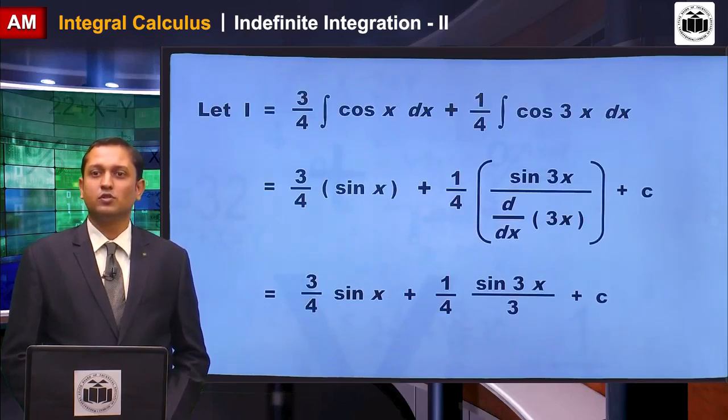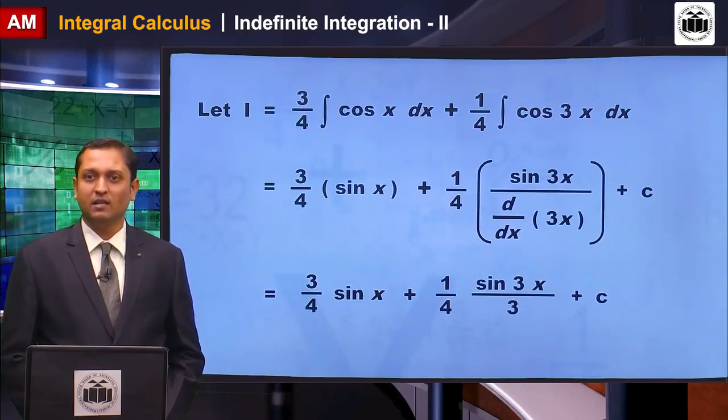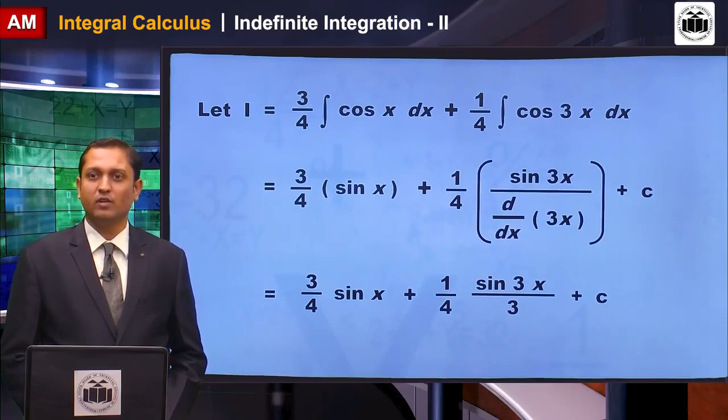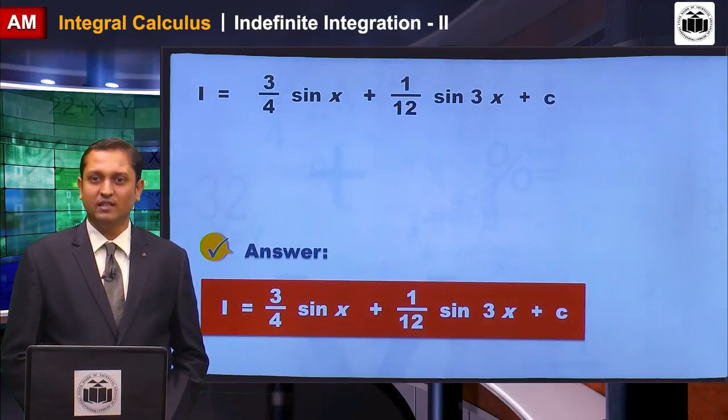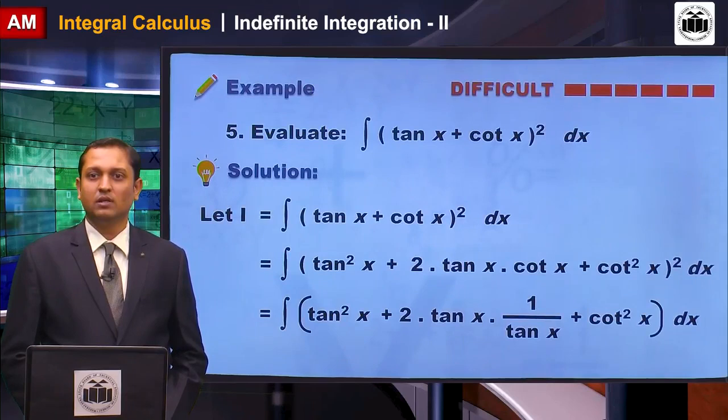This is the further solution. Integral cos is sine and integral cos 3x, you can see we have applied the 2-point solution to get the answer. This is the final answer, 3 upon 4 sin x plus 1 upon 12 sin 3x plus c. Come to the next problem.